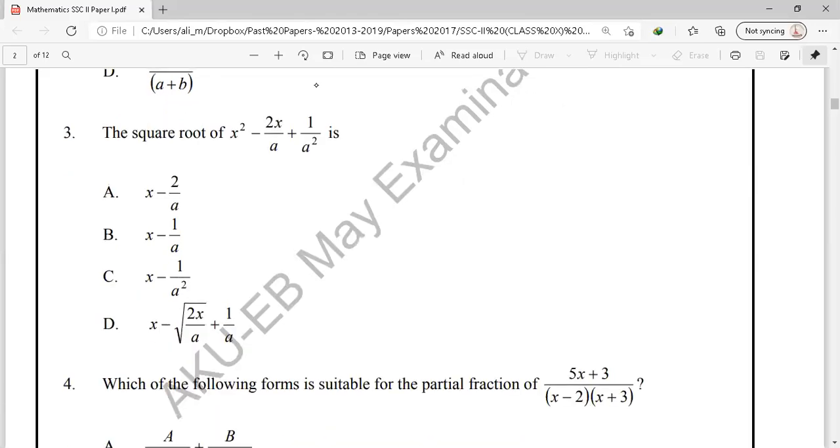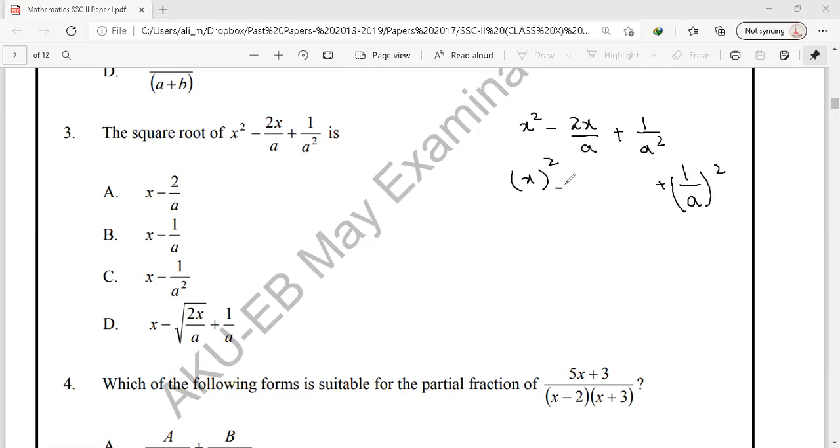Next, we have question number 3. And for this question, we have to find the square root of this expression. So this expression actually seems like a perfect square. So let's check if it is a perfect square. For the first term, it is a whole square, and similarly, the last term is also a perfect square. So let's check the middle term, 2 into A and B.